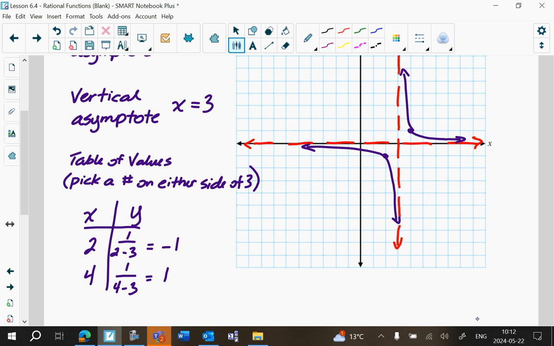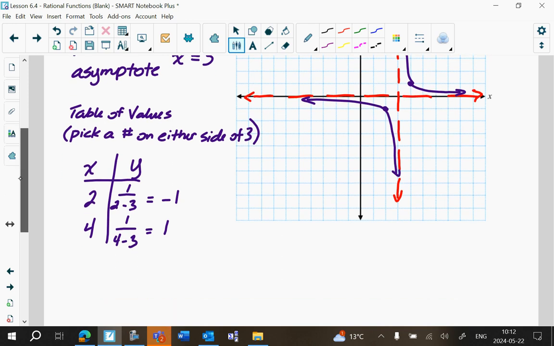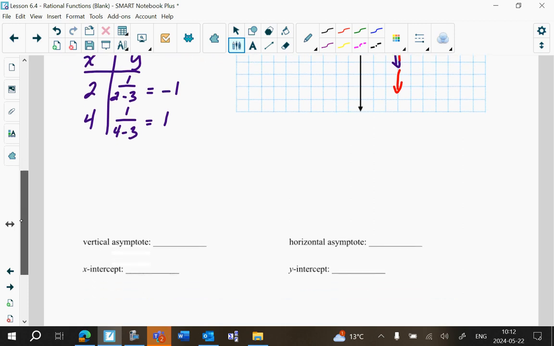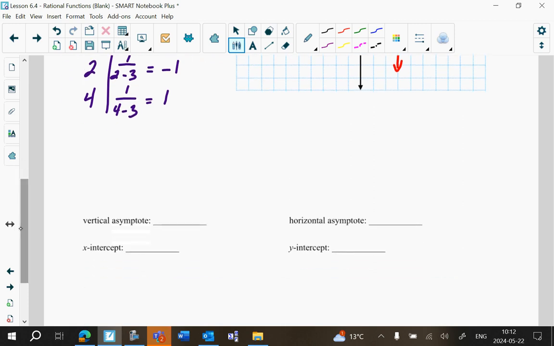Properties. We already said the vertical asymptote was x equals 3. The horizontal asymptote is y equals 0. This one will never change for the ones that we're looking at. We'll see how they could change next year. We'll worry about that next year.